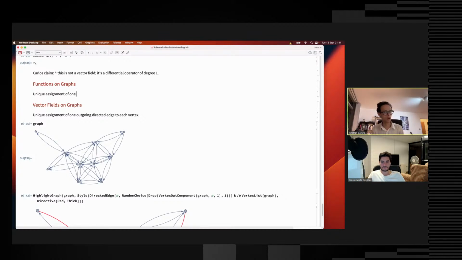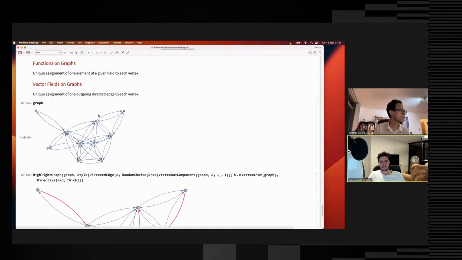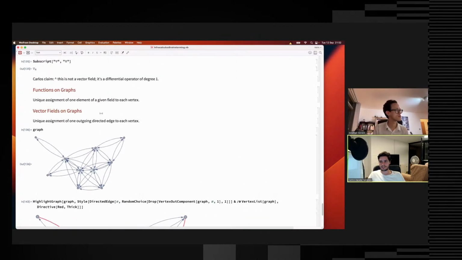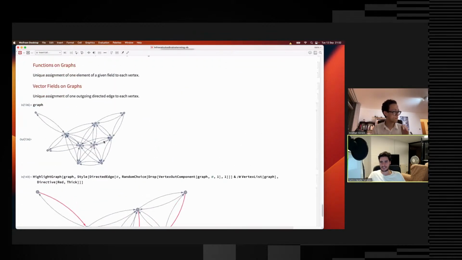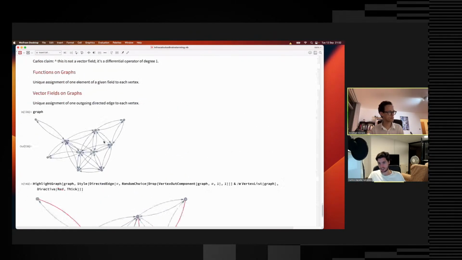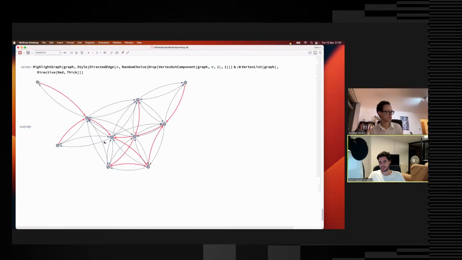One element of F2? And let's just say field value. I mean, we can, yes, one element of a given field to each vertex. And then it's obvious that you can act with the definition of the finite difference derivation, right? You can clearly act on a function to get a new function on the same graph, right?